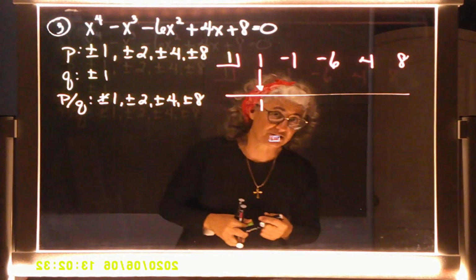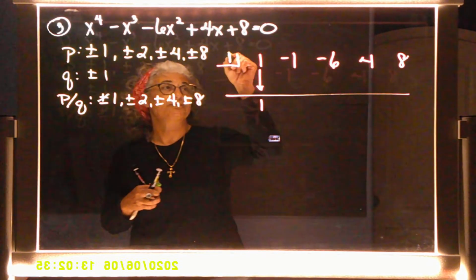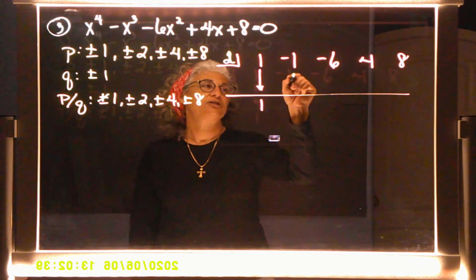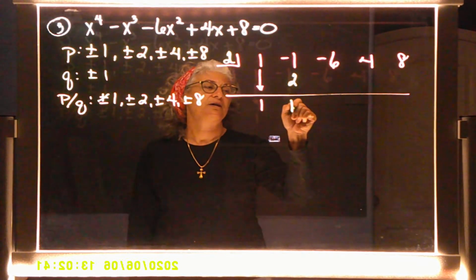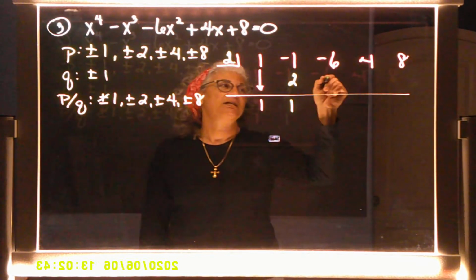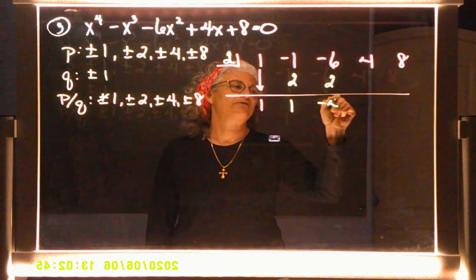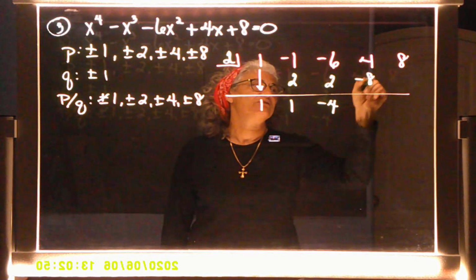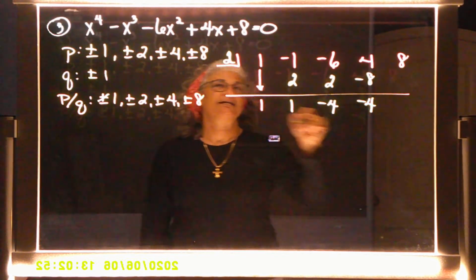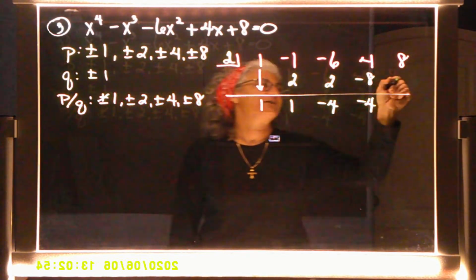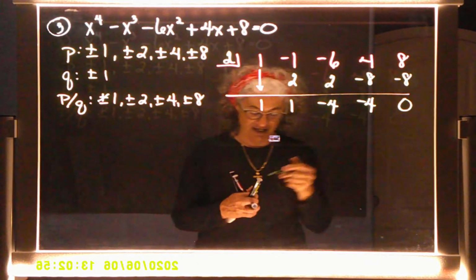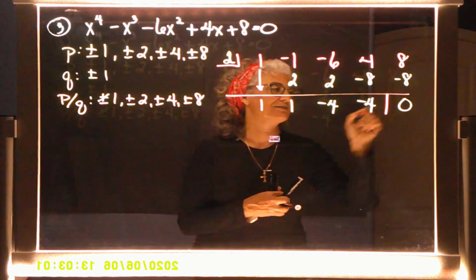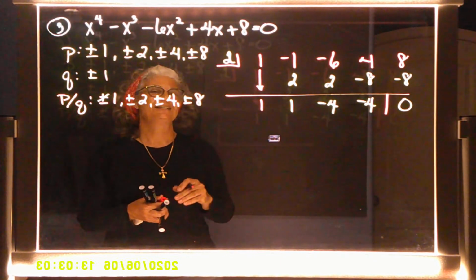Well, there are no fractions to try, so you guys don't have to worry about that, do you? So I'm going to make that guy into a 2. So 1 times 2, 2, which gives me positive 1. Positive 1 times 2, that's 2, which gives me a negative 4. Negative 4 times 2, negative 8, which gives me negative 4. Negative 4 times 2, negative 8. Oh, yay, we got a 0. So good.